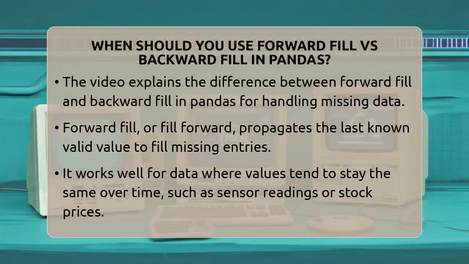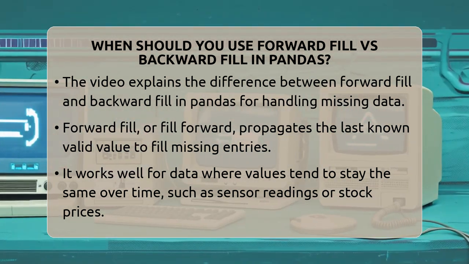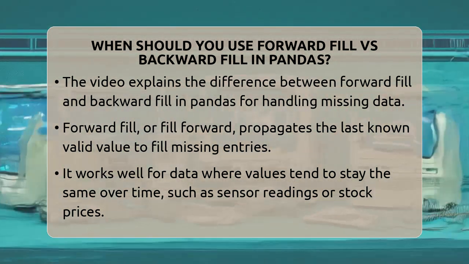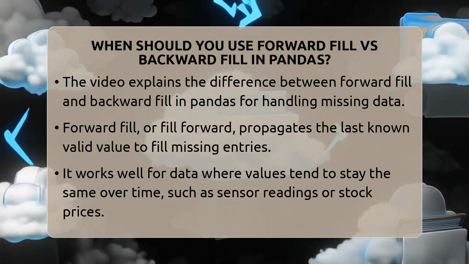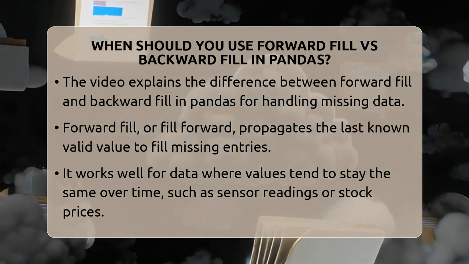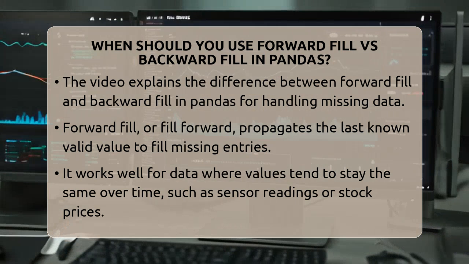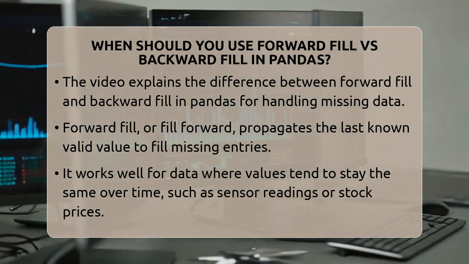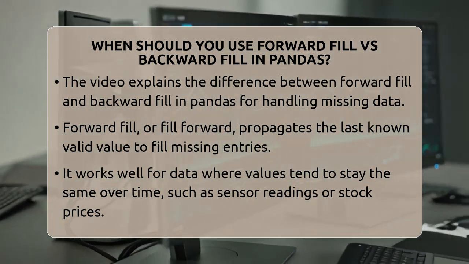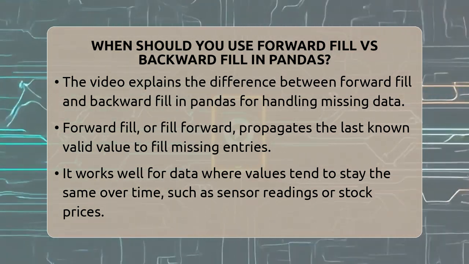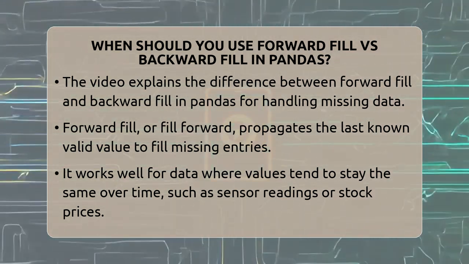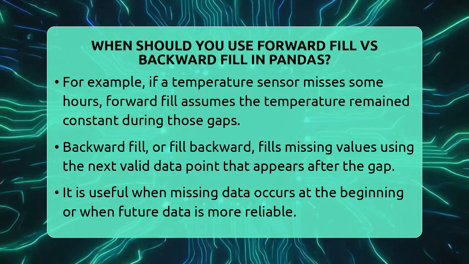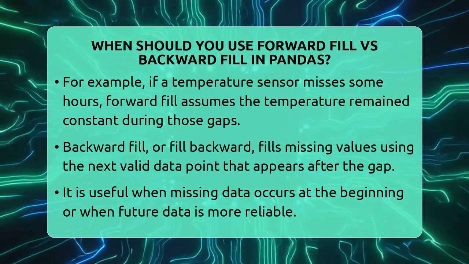Forward fill, also called fill forward, takes the last valid data point and propagates it to fill in the missing spots. It works well when data points tend to stay the same over time, like stock prices or sensor readings. For example, if a temperature sensor reports a reading every hour but misses some hours, using forward fill will assume the missing hours had the same temperature as the last recorded one.